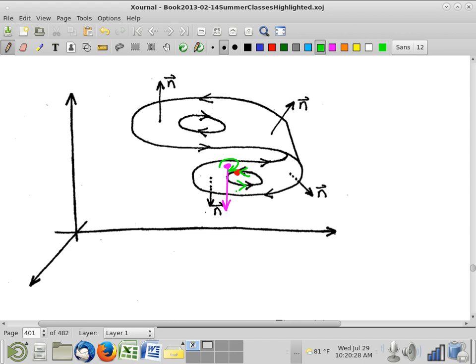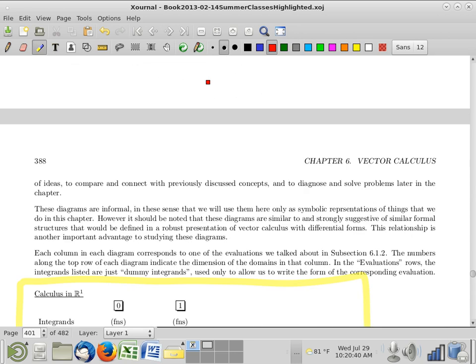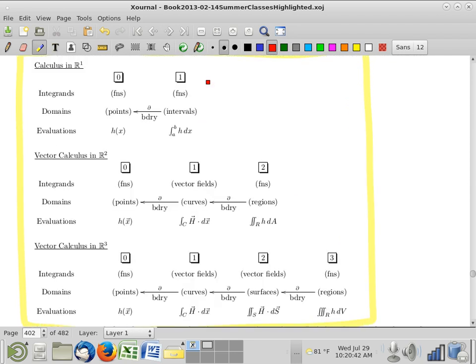Everybody on board? Okay. So that's the tough one. So that's how orientations of boundaries work. Arbitrary choices. Important that we stick with them. So let me show you what we've got so far now.